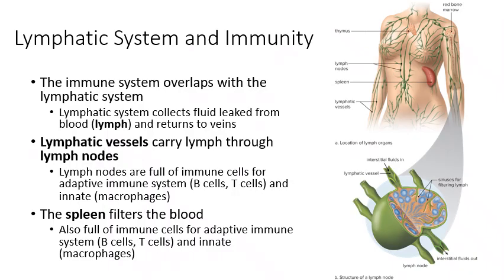Another part of the lymphatic system is the spleen, which filters the blood and is also full of immune cells. So hopefully you would not end up with a pathogen in the blood because that's pretty serious right away. But if you do, at least the immune system can get a look at anything coming through in the blood.